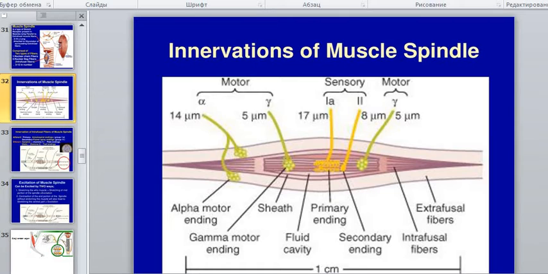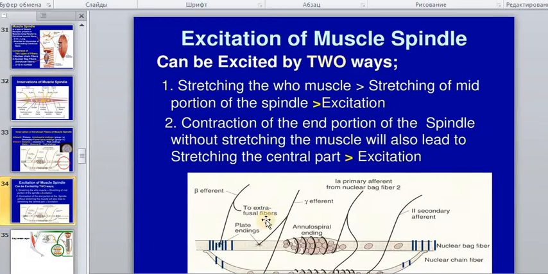So these fibers give information to the central nervous system about the function of the whole muscle, like an organ. Next, excitation of the muscle spindle. It can be excited in two ways: stretching the whole muscle, stretching the mid portion of the spindle. Excitation and contraction of the end portion of the spindle without stretching the muscle will also lead to stretching of the central part. Excitation 2.